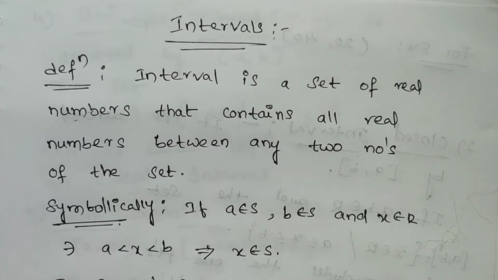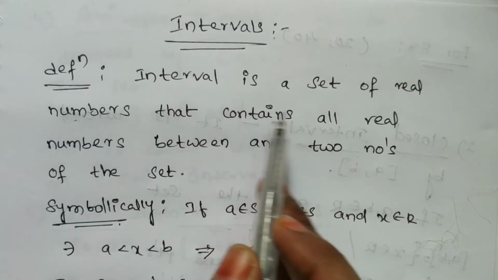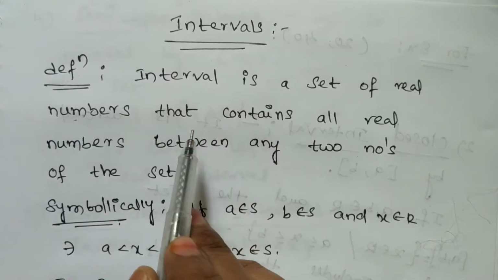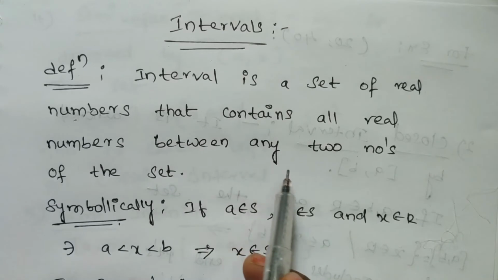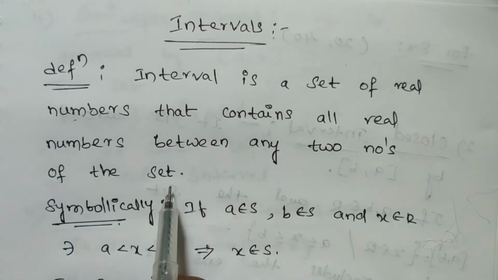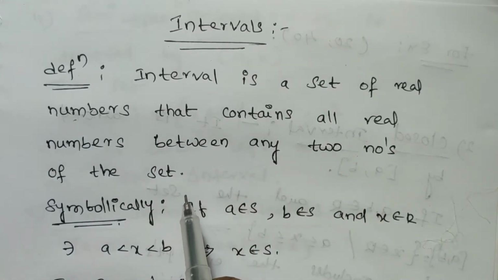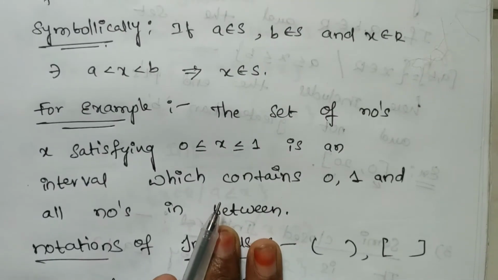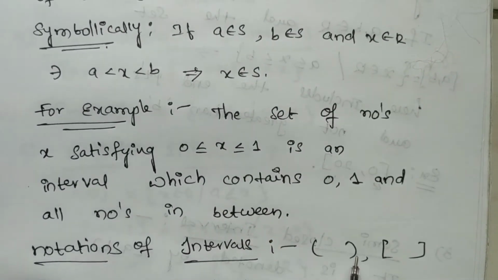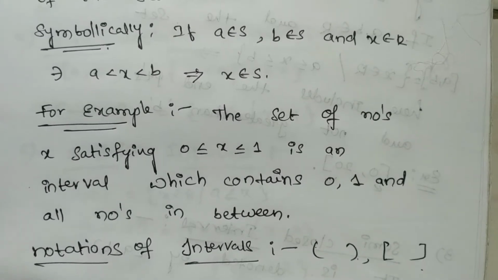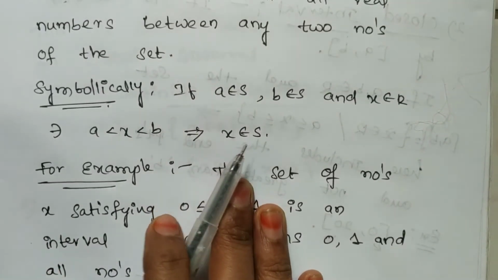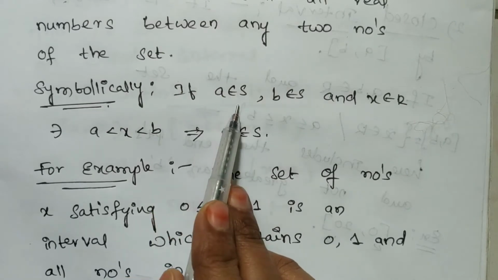So first let me explain the definition of interval. An interval is a set of real numbers that contains all numbers between any two numbers of the set. Symbolically, intervals are denoted by parentheses, that is, open bracket and closed bracket, and symbolically intervals are written as: if A belongs to S.